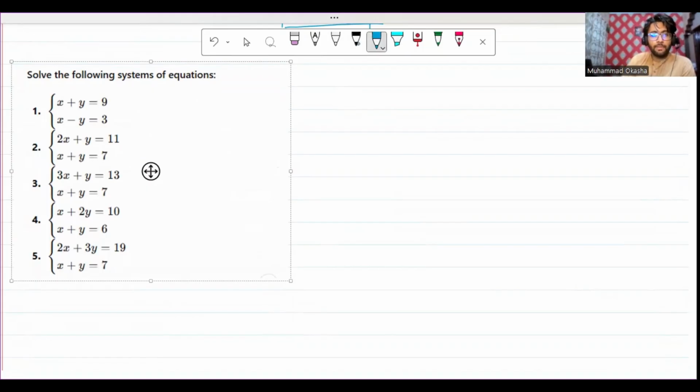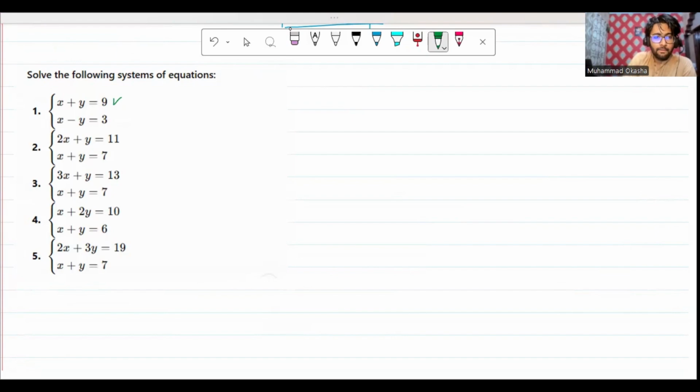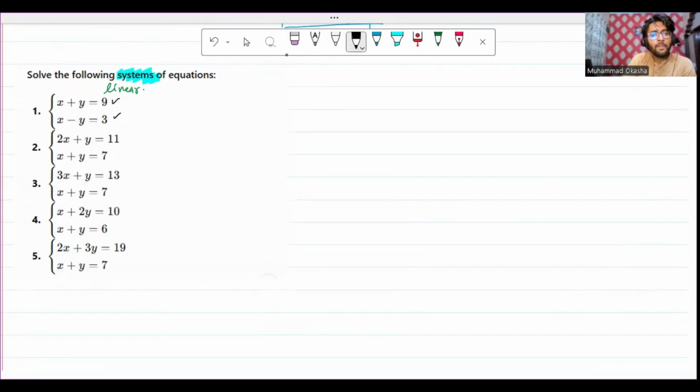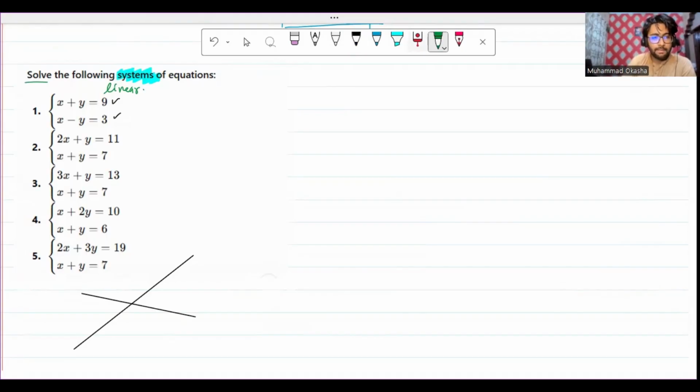Solve the following linear equations, and we're going to solve them simultaneously. Basically, whenever we say linear, we mean they represent a straight line, right? And when we say solve the following system of linear equations, you can see there are two equations, right? So each of these equations represents a line. And when we say solve, we're looking at their points of intersection. Where do they meet?